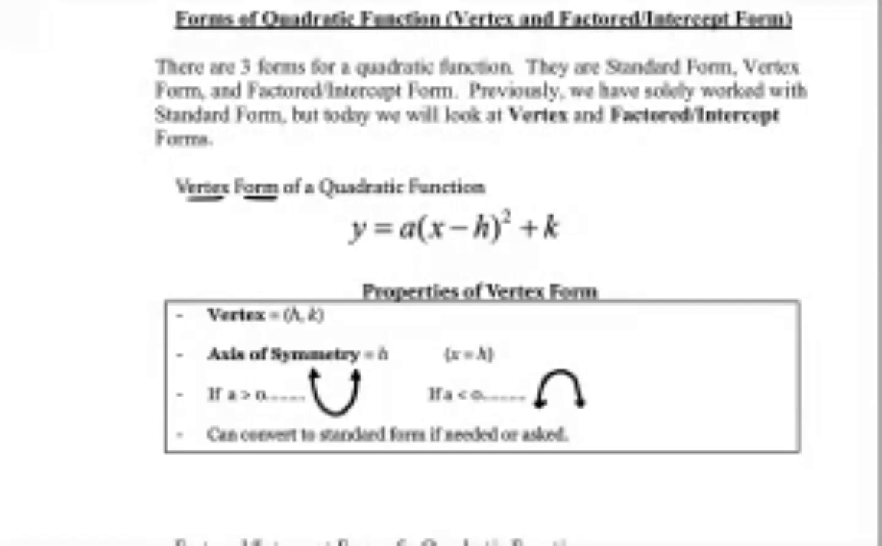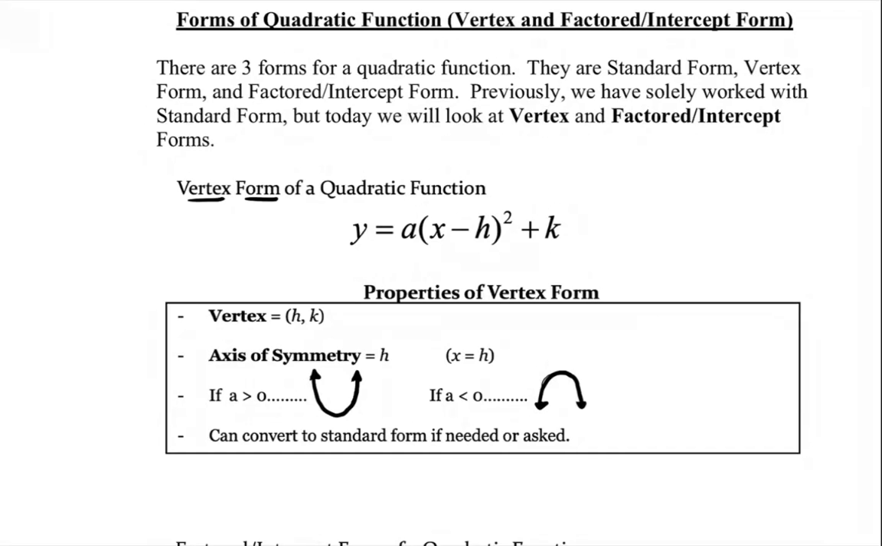Okay. So yeah, we've been looking at standard form, but there are two other forms. One form is called vertex form. This is it right here. You notice it doesn't have an A, B, and C. It only has an A. But instead of B and C, it's got an H and it's got a K. Well, the nice thing about vertex form is that H and K is the vertex.